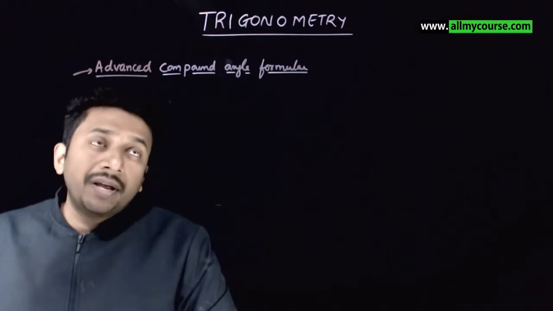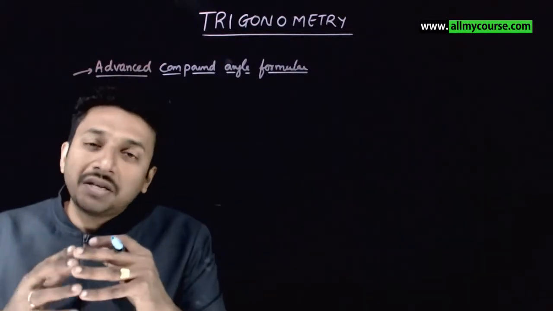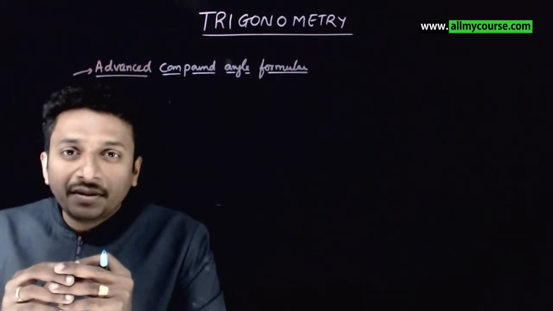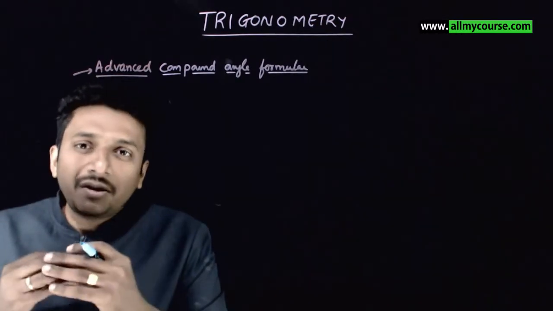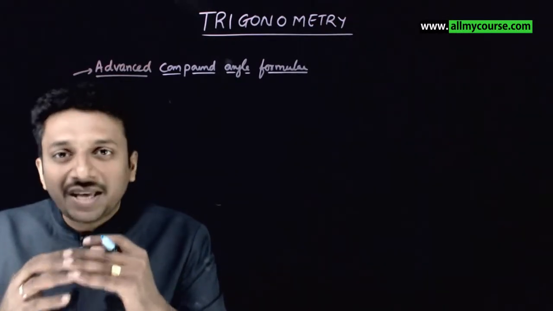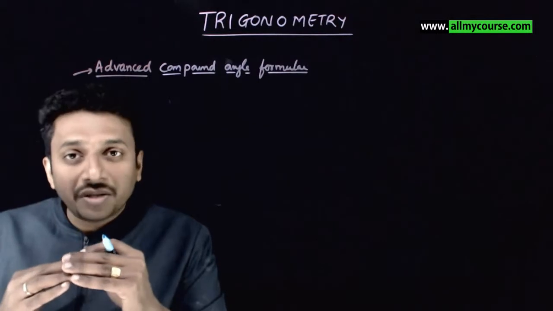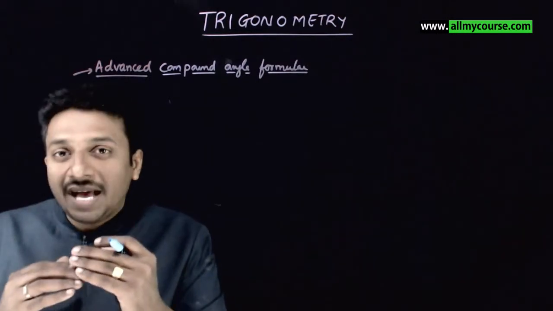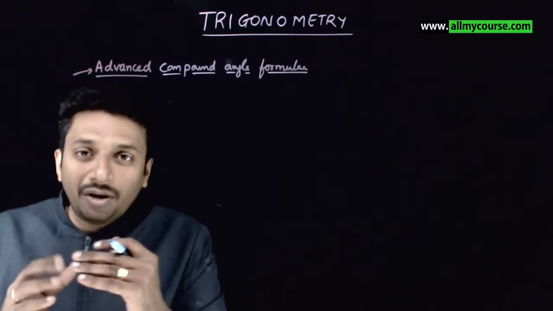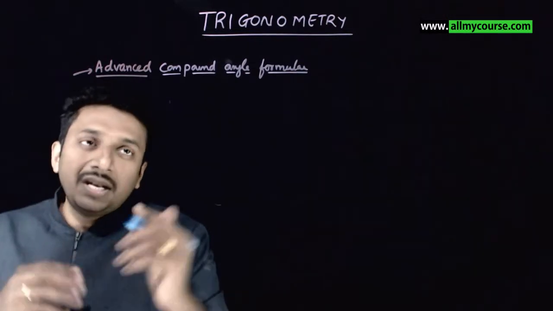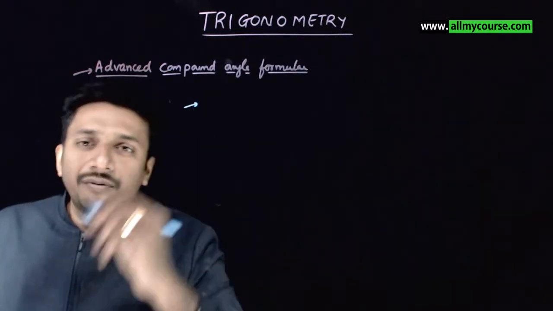So in this video, let us look at still more advanced compound angle formulas. You have already studied the basic compound angle formulas, which are sin A plus B, sin A minus B, cos A plus B, cos A minus B, tan A plus B, tan A minus B, cot A plus B, cot A minus B.